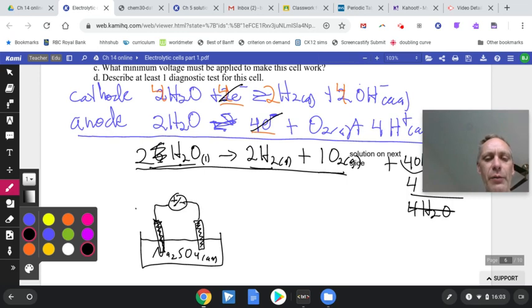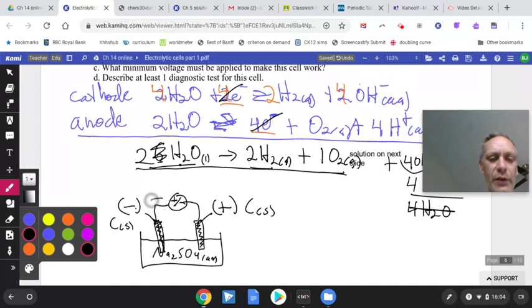So we got a power supply hooked up to our electrodes sitting in our electrolyte. We need to label one of them the cathode, which is a negative. The other is the anode, which is positive. They're both carbon solid. And I'm going to put electrons going towards the cathode. And I think that's about it.